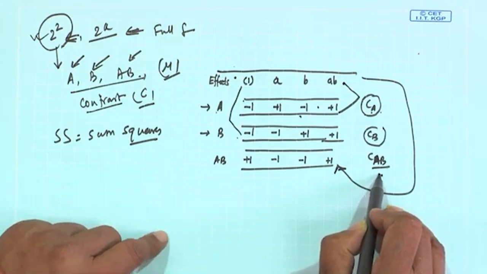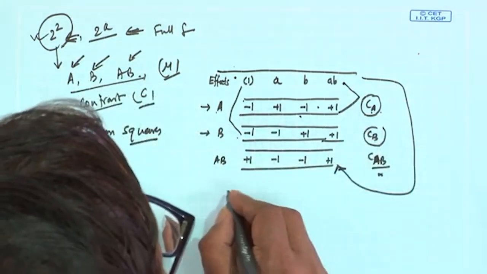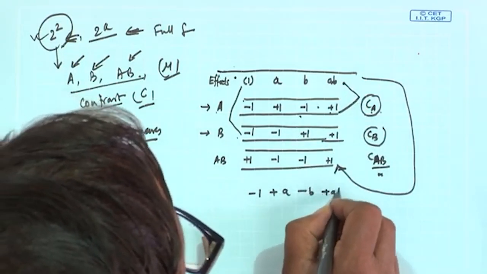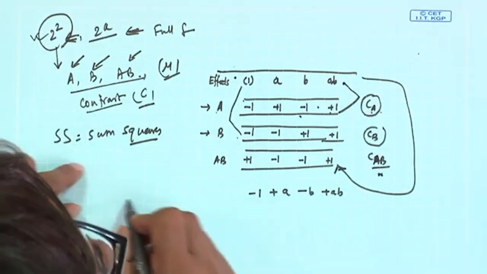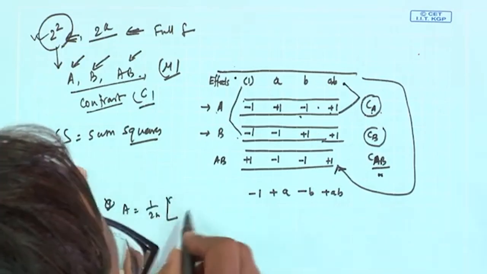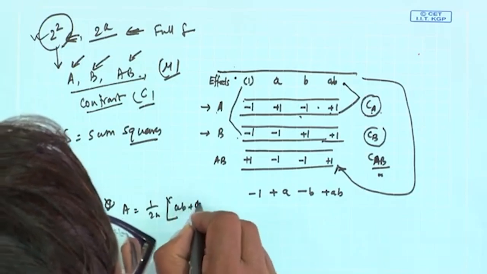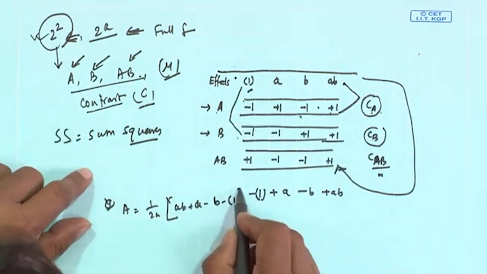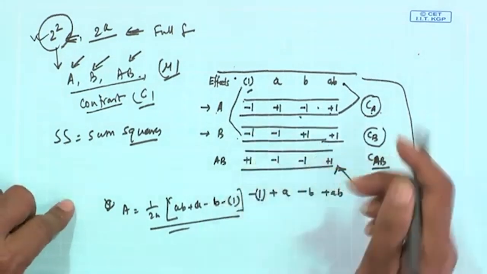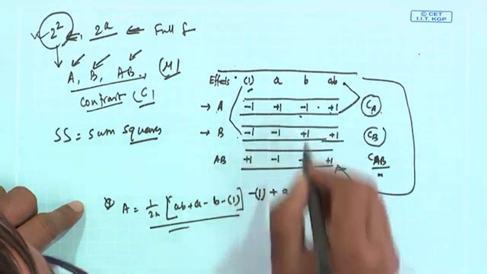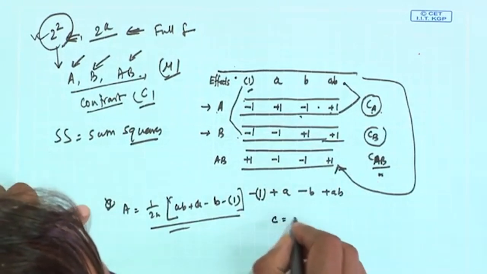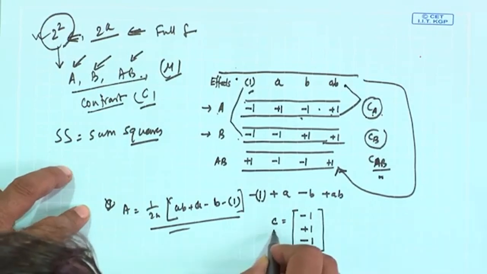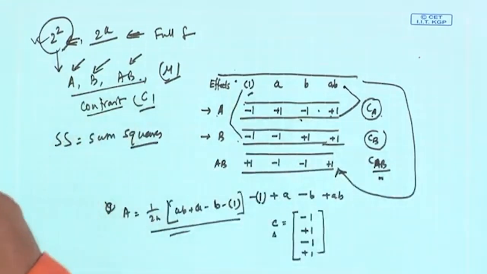Okay. So, essentially what happened is that if I multiply this into this, it is nothing but minus 1 plus A minus B plus AB, first one. And then the A effect is 1 by 2n times the sum of AB plus A minus B minus 1. This is how it is coming. So this is the contrast. So we can say that this is the C. So the general small c for A is like this. In this case, minus 1 plus 1 minus 1 plus 1. This is for A. For B, something like this. Now, this is what is represented here.